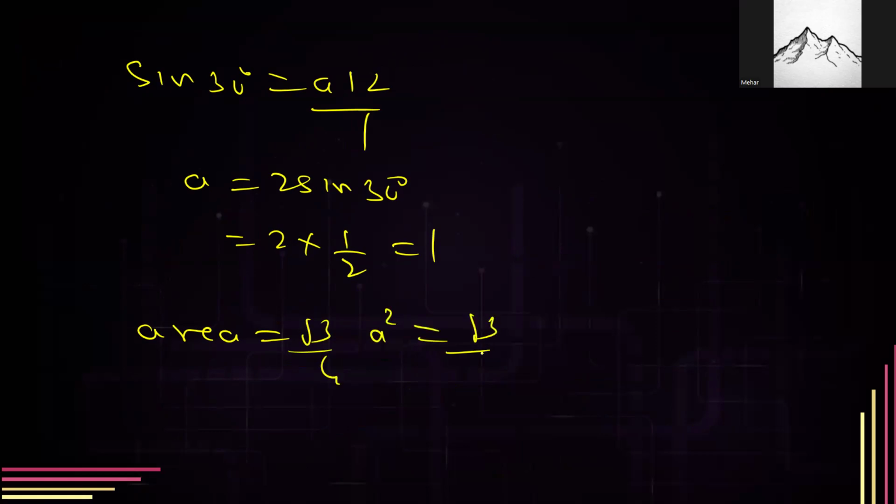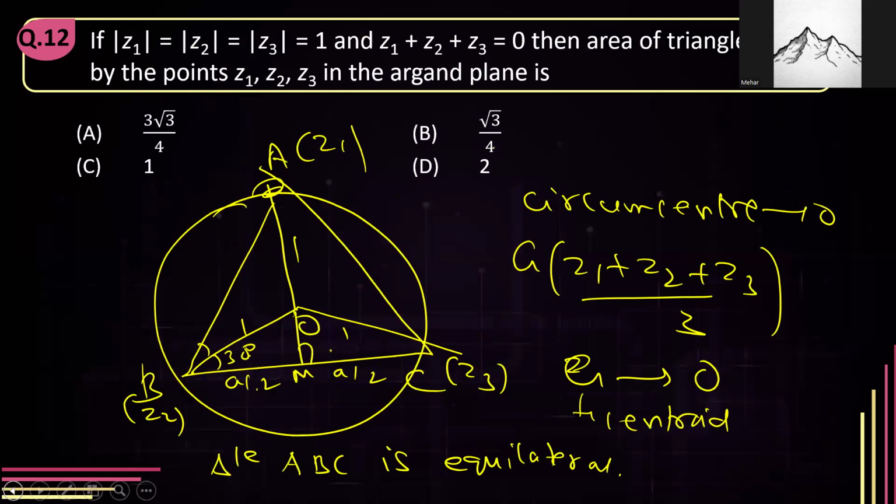Root 3 by 4 into side square. So root 3 by 4 into 1 square you can write, and therefore you get the answer as root 3 by 4. And since it's area, it will be some square units. So root 3 by 4 square units means you can write option B. But let me just check the length of the side once.